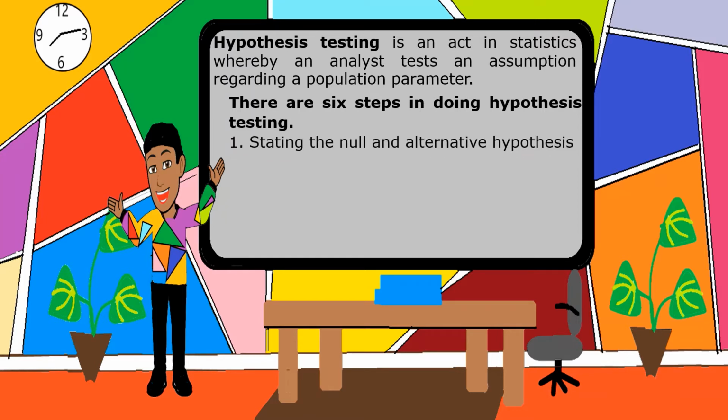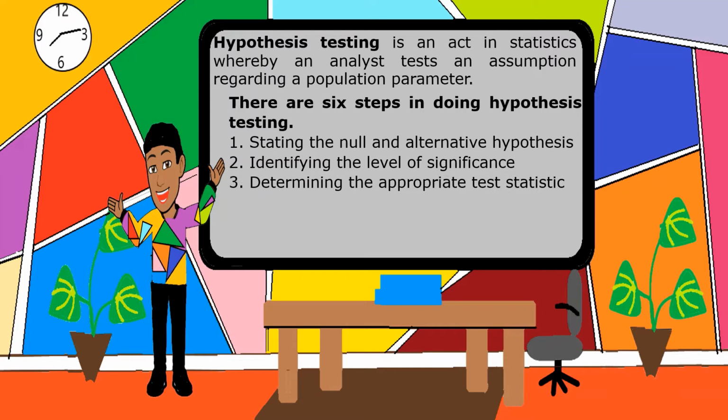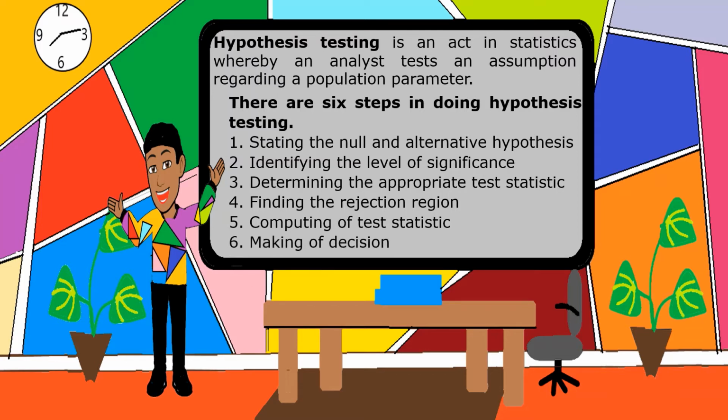First is stating the null and alternative hypothesis. Second is identifying the level of significance. Next is determining the appropriate test statistic. Fourth one is finding the rejection region. Fifth one is computing of test statistic. And lastly is making of decision.